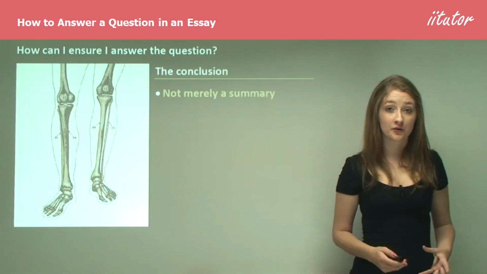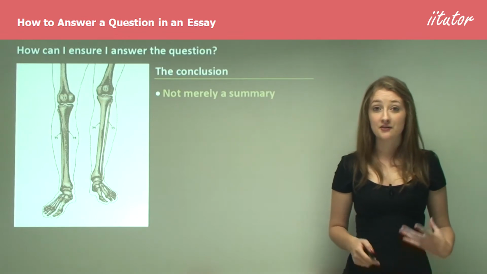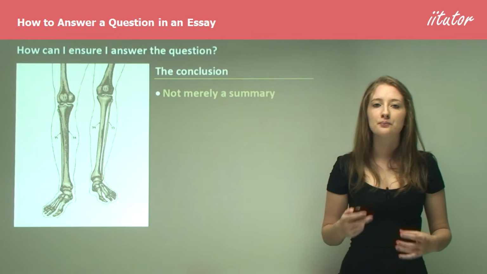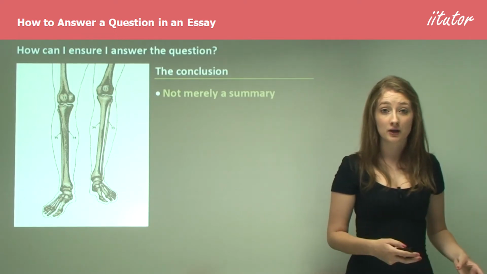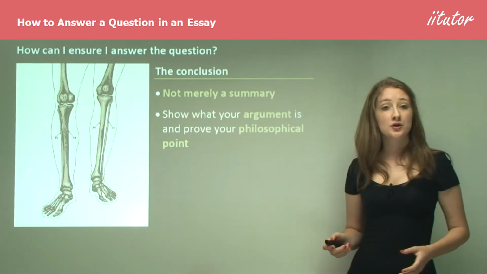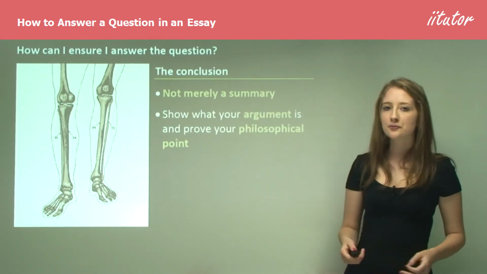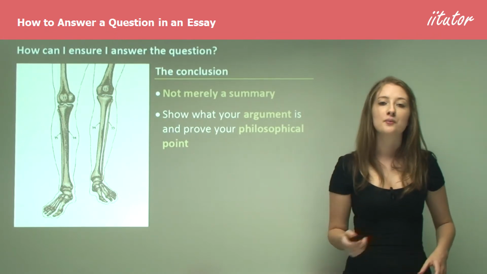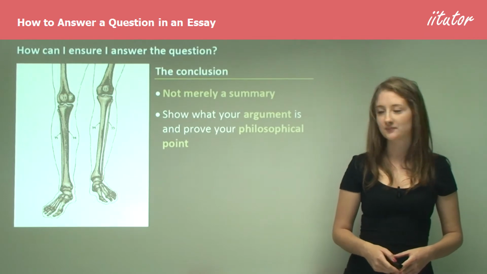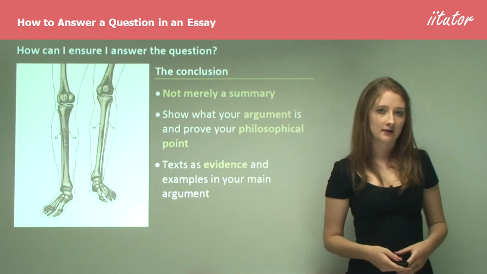We then get to the conclusion. Now, as we've said before, the conclusion isn't merely a summary of your essay, but instead it really wraps up and brings to the end a really solid argument through combining this into one succinct paragraph. So what you want to do is to be able to show what your argument is and then prove your philosophical point through backing up your theme with specific references to your text. The texts are merely evidence and examples in your main argument.